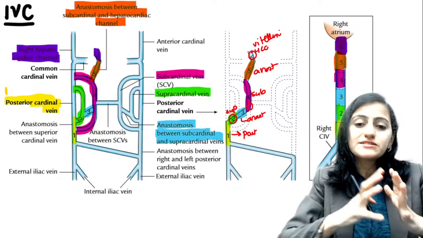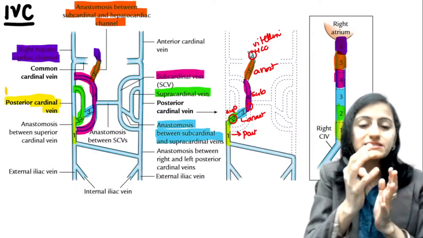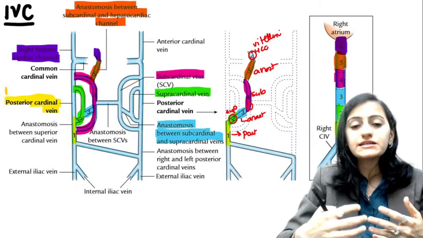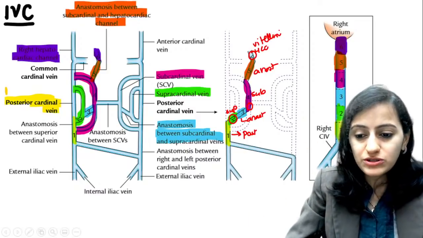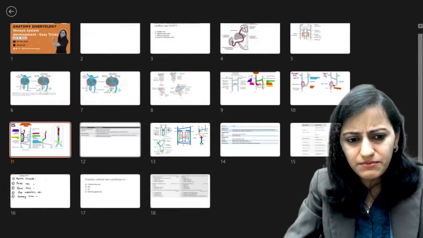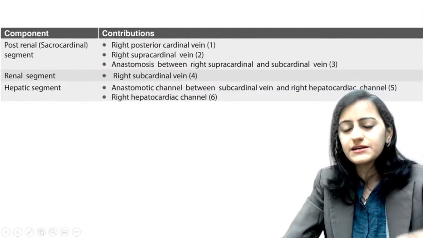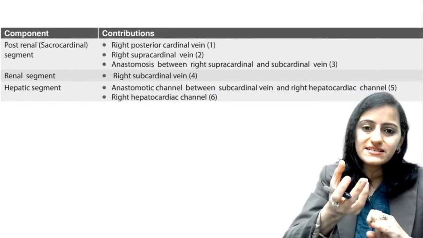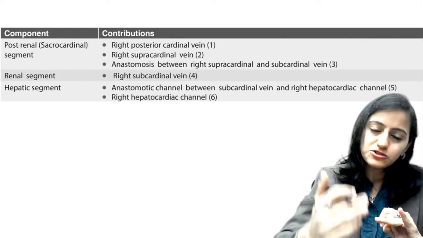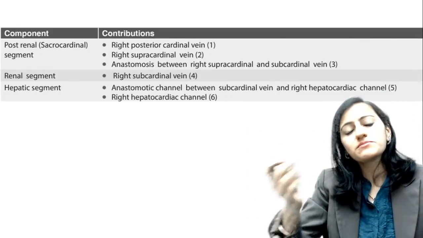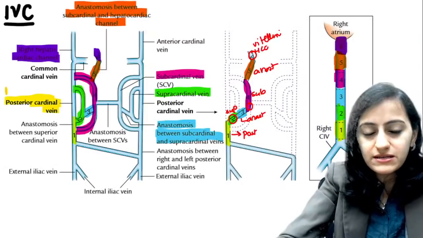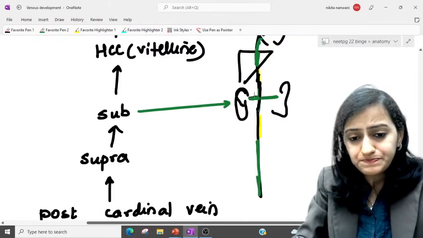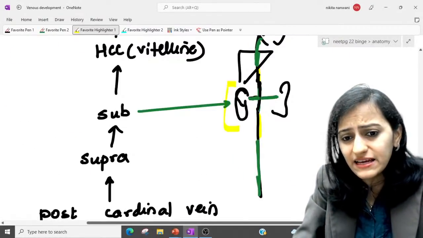Okay. So remember, supra will come first because it is above, the above level. So first will be supra and then will be sub. Okay. So these are the 6 segments. Easy to remember. I don't think it is that difficult. So posterior because it is coming from below, then the upper one supra, then sub, and after that you have the hepatocardiac channel.